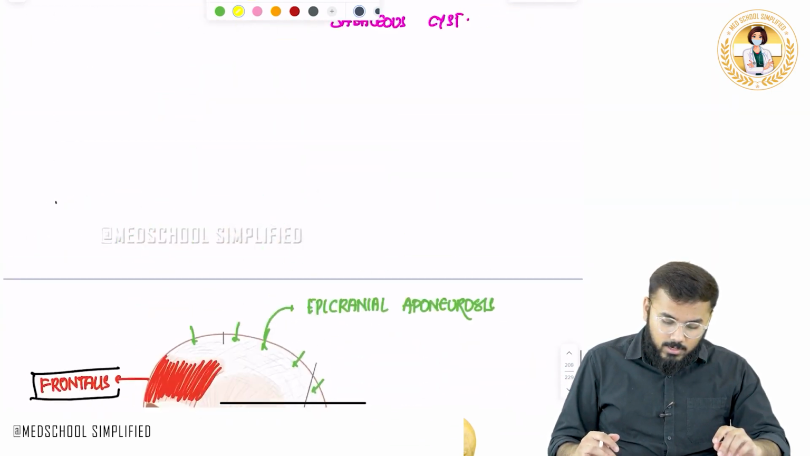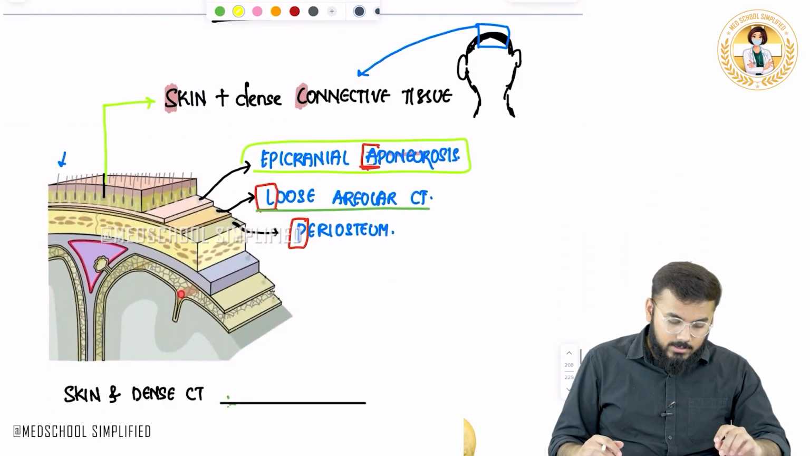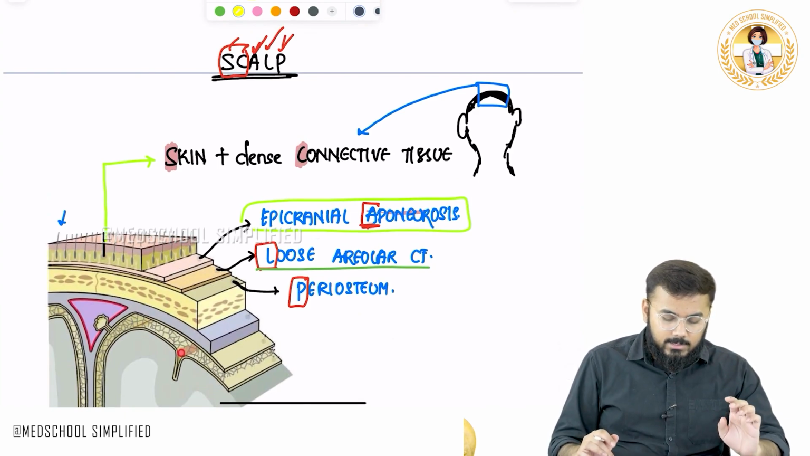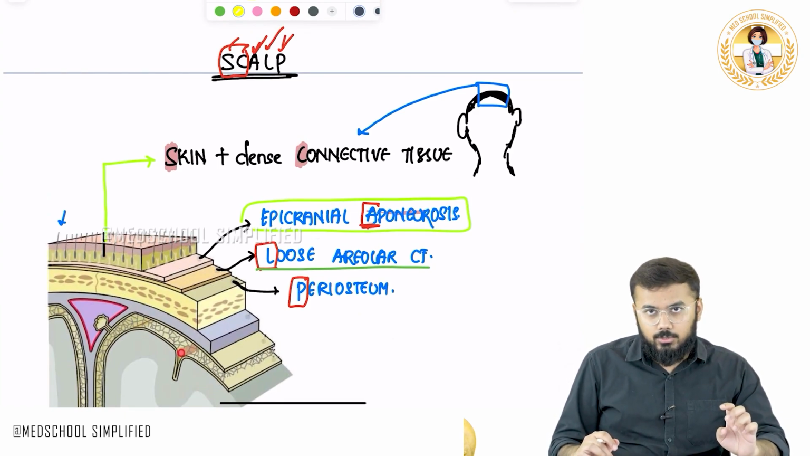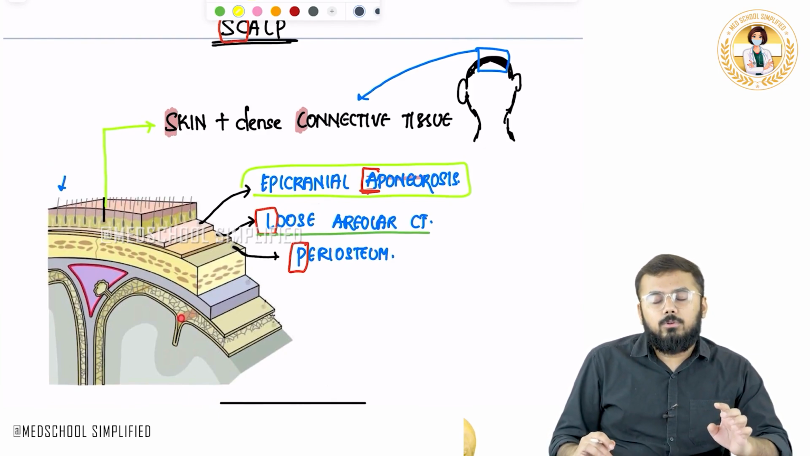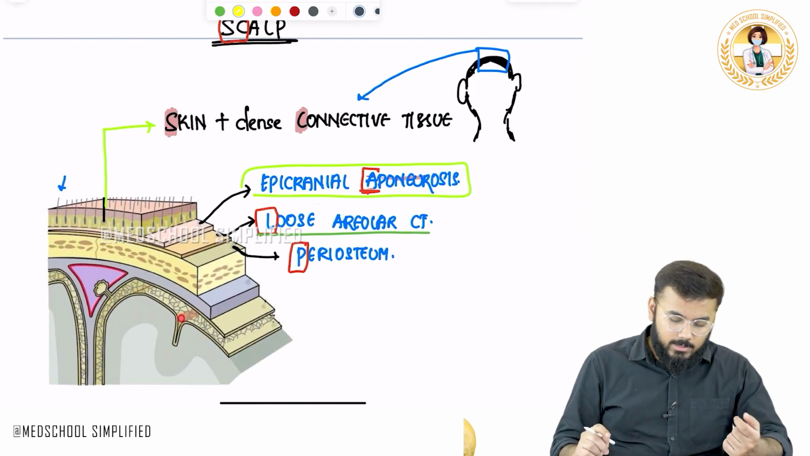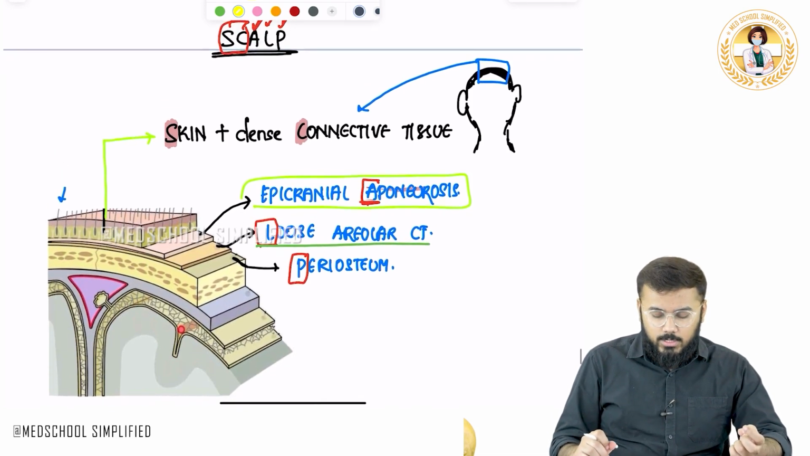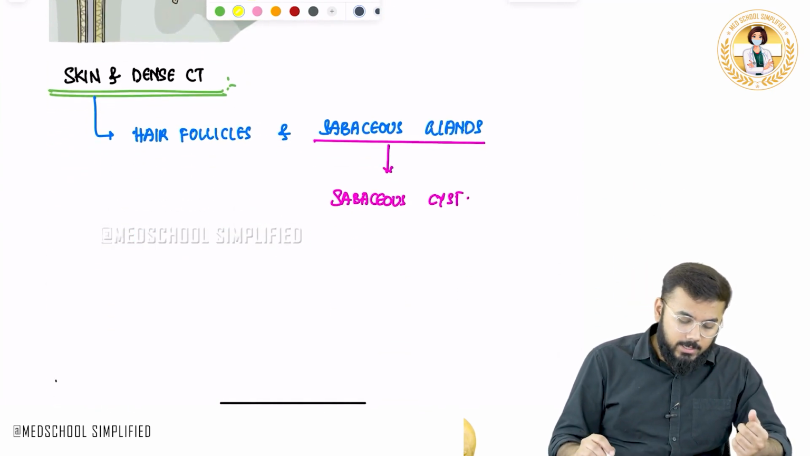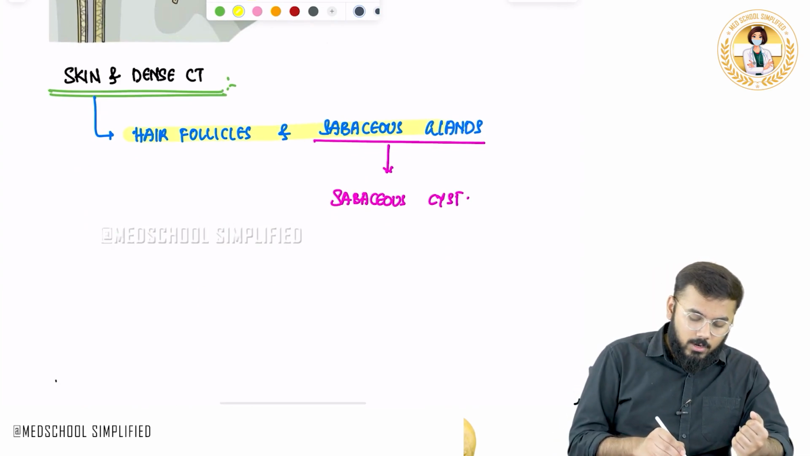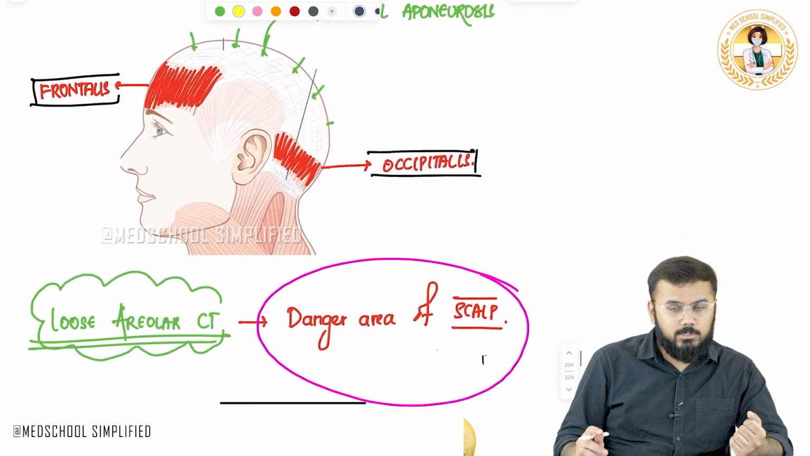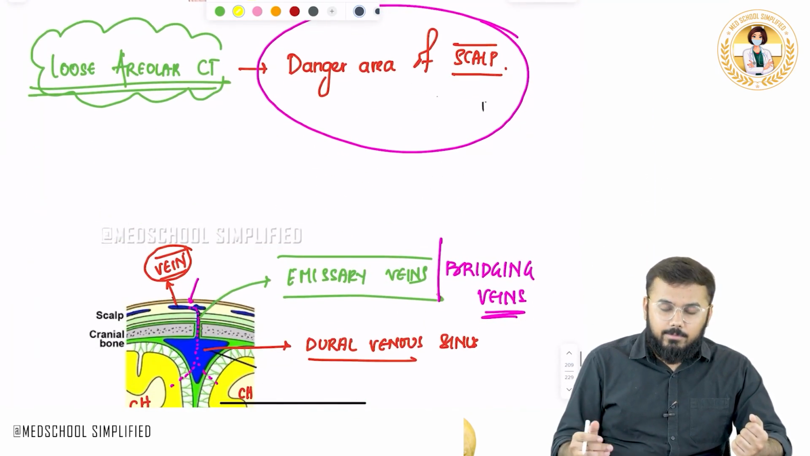Okay. So what are the things we have just discussed, guys? We discussed that in the scalp region we have got layers. S and C stands for skin and dense connective tissues. Next, A stands for aponeurosis. What is this epicranial aponeurosis? It connects the frontalis with the occipitalis. Next, L stands for the loose areolar connective tissue and P stands for the periosteum. Next, coming to the skin and the dense connective tissue, we have got what? Hair follicles and sebaceous glands. Sebaceous glands can develop sebaceous cyst, right?